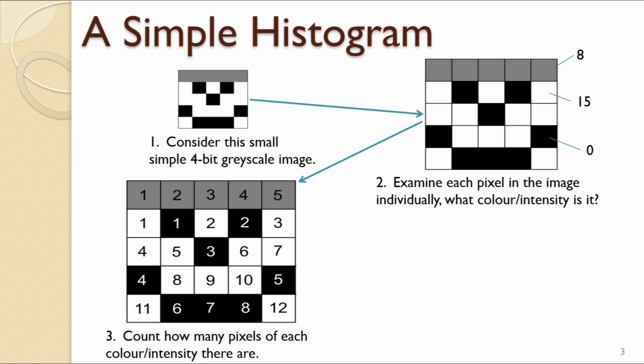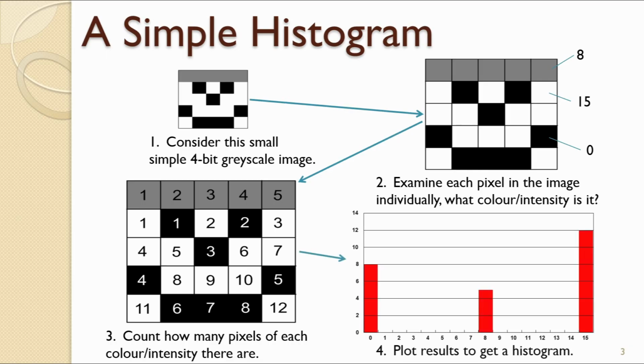I am literally just counting how many pixels of each grayscale level there are in the image. If we now plot those pixel counts as a bar graph, that is a histogram. In the histogram, you can see the number of black pixels, the number of gray pixels, and the number of white pixels. And that's all there is to it. Simple, right?